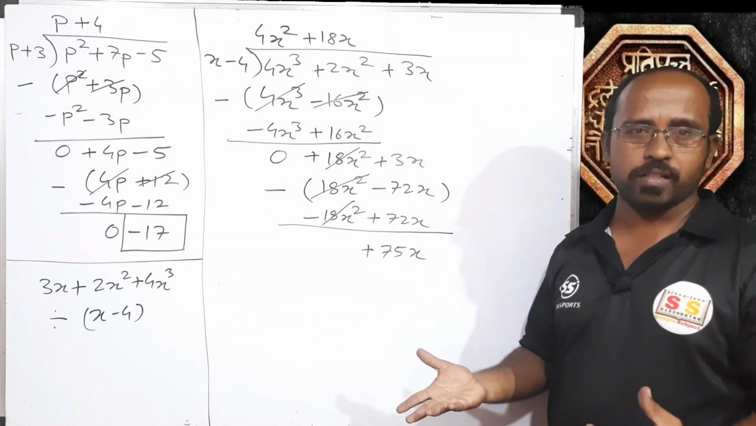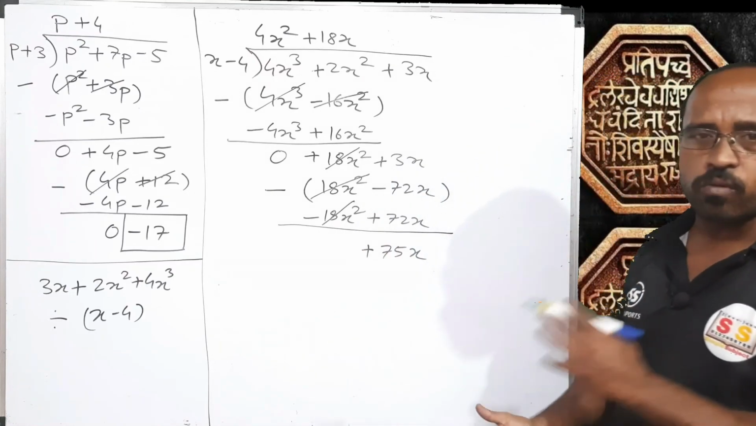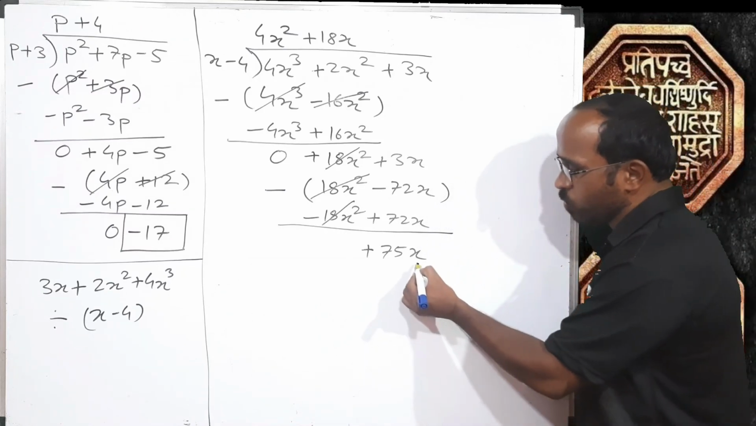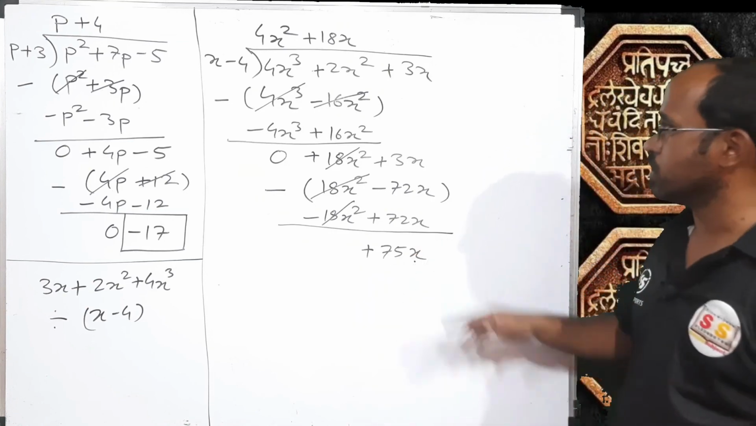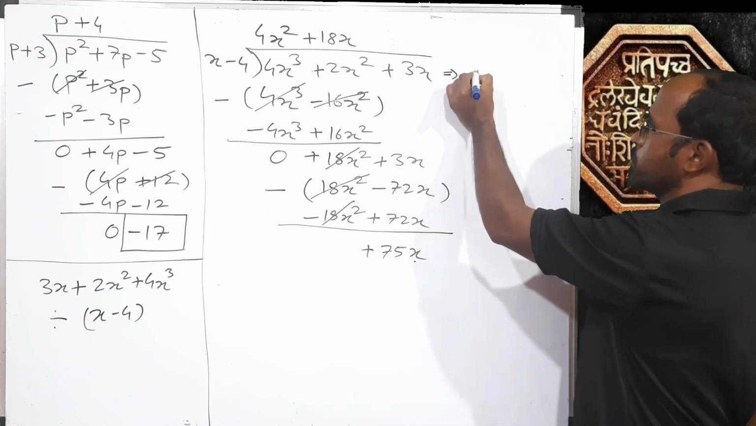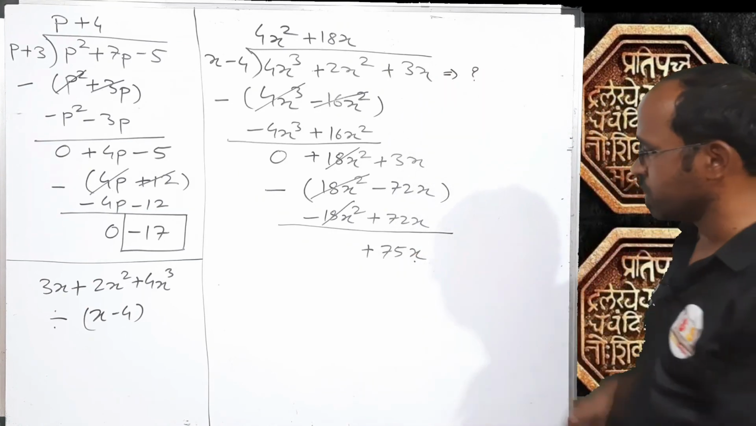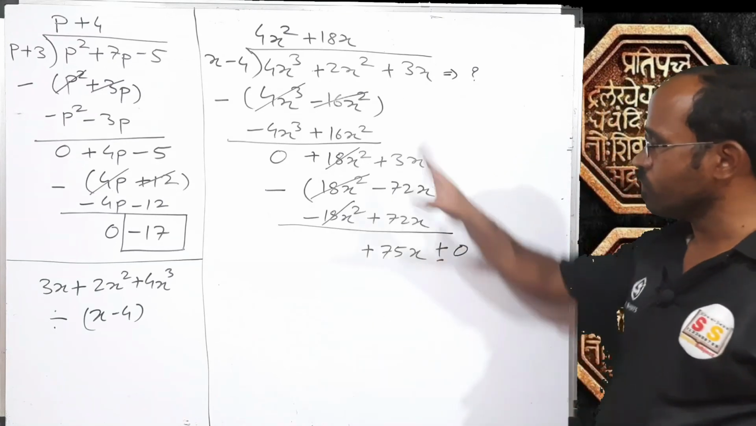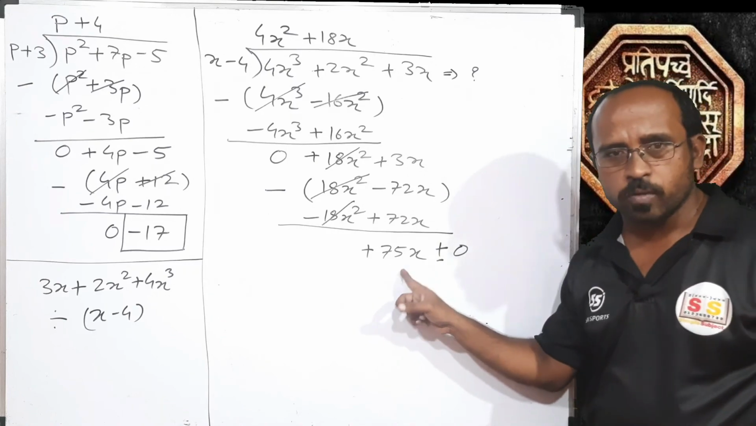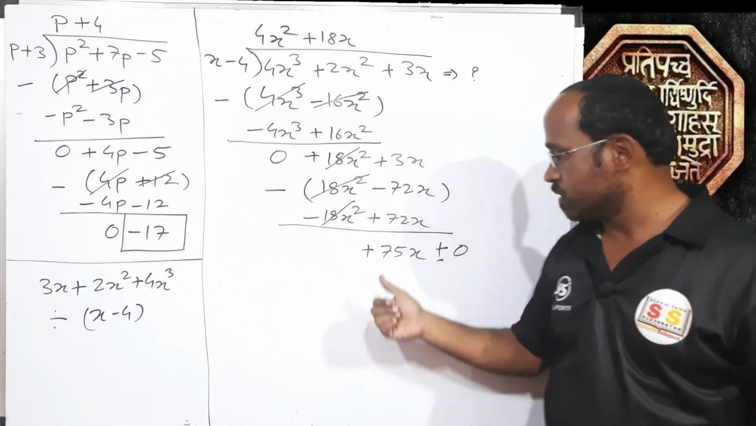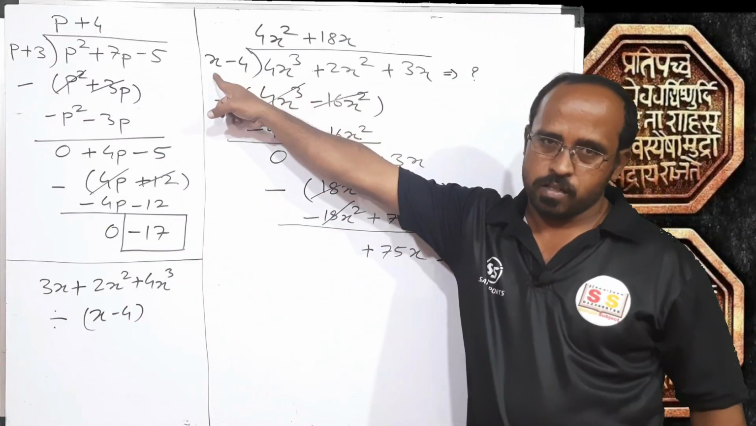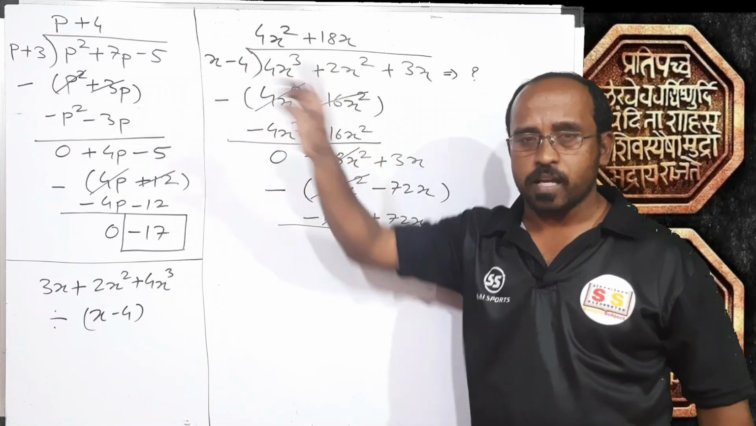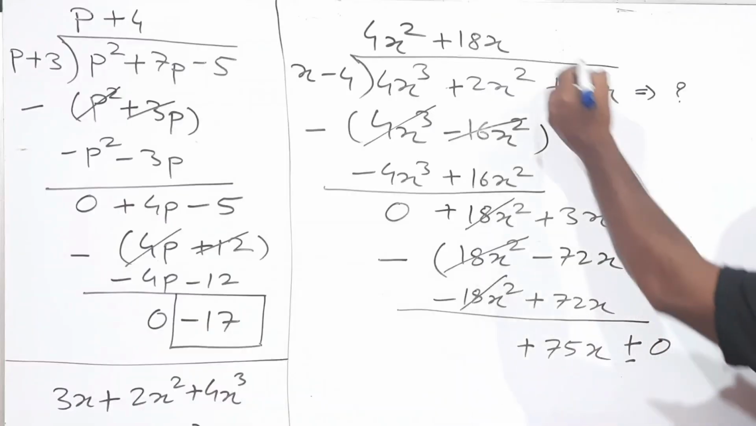So let's divide. To divide, what we have to do? We have to find the quotient, so we have to divide first term of this. Now there are no further terms, right? So next we can say plus or minus 0, doesn't matter. So we have to divide first term of this by first term of the divisor. 75x we have to divide by x. So plus 75x divided by plus x, answer is plus 75.